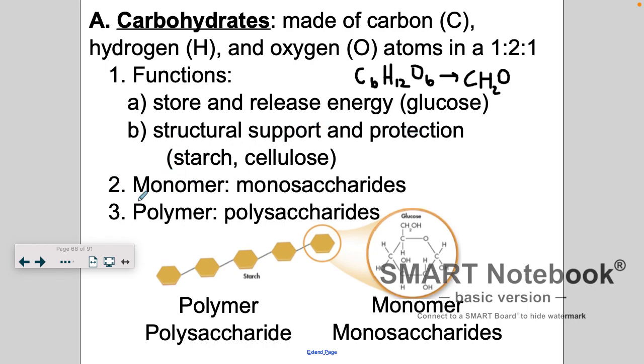Okay, so the monomer, the single subunit for a carbohydrate, is called a monosaccharide. So this saccharide suffix pertains to carbohydrates. And when you link a bunch of monosaccharides together, you create a polysaccharide. So here I have the polymer, the polysaccharide, okay? Many subunits linked together. In this case, this is starch. And when I just take a look at one of these pieces, that's the monomer, and the monomer is called a monosaccharide. So glucose, monosaccharide.